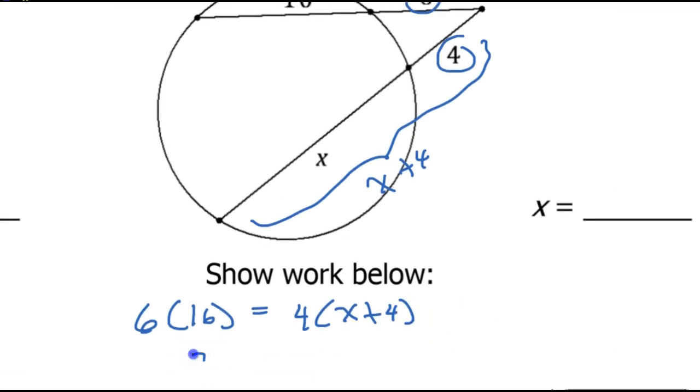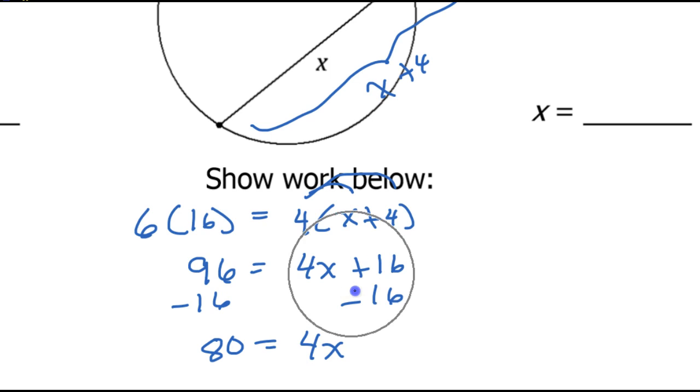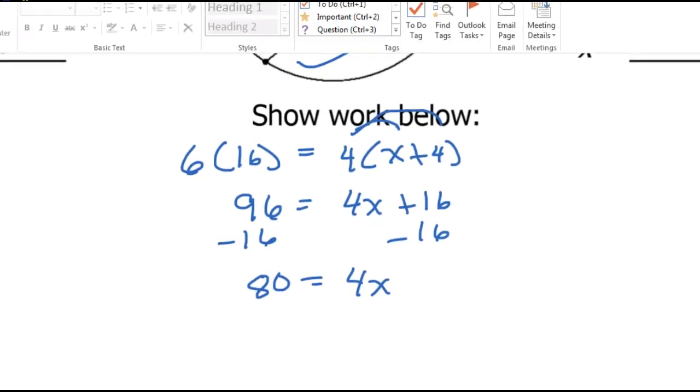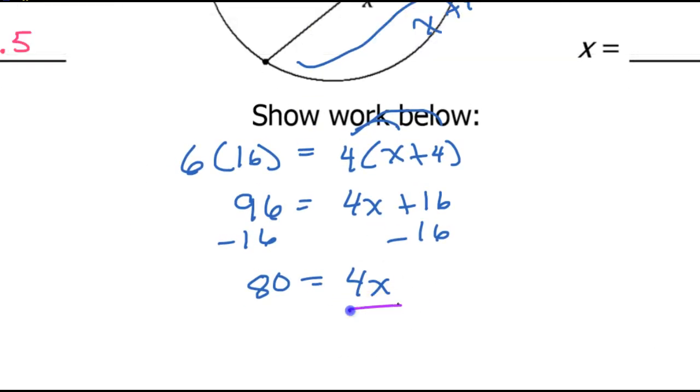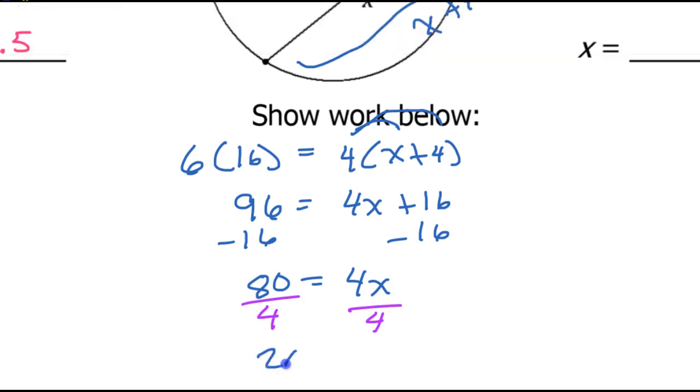So I've got 96 is equal to 4x plus 16. Doing a little distributive property there. Subtract 16 from both sides. So that's going to give me 80 is equal to 4x. So that when I then divide both sides by 4, I'm going to get 20.